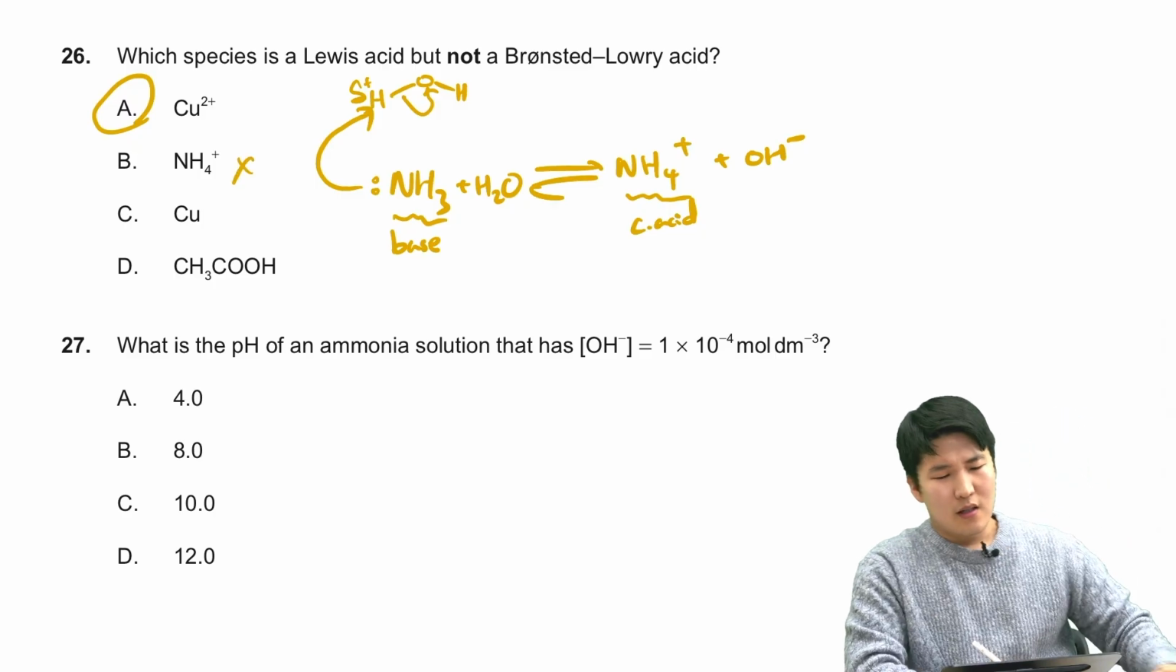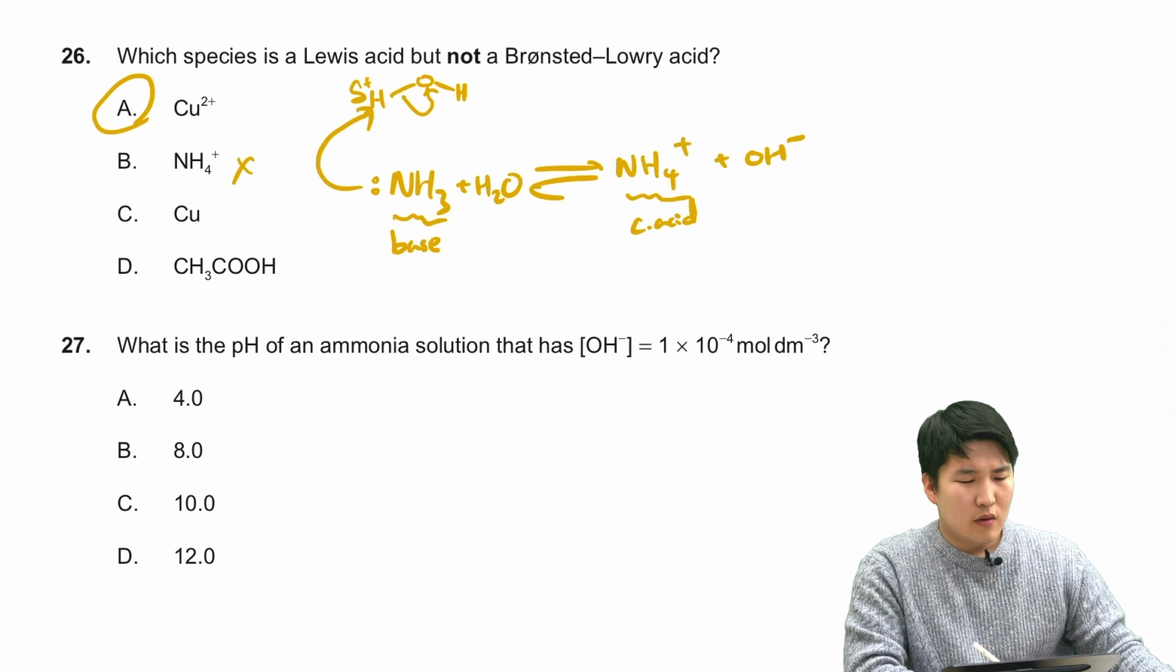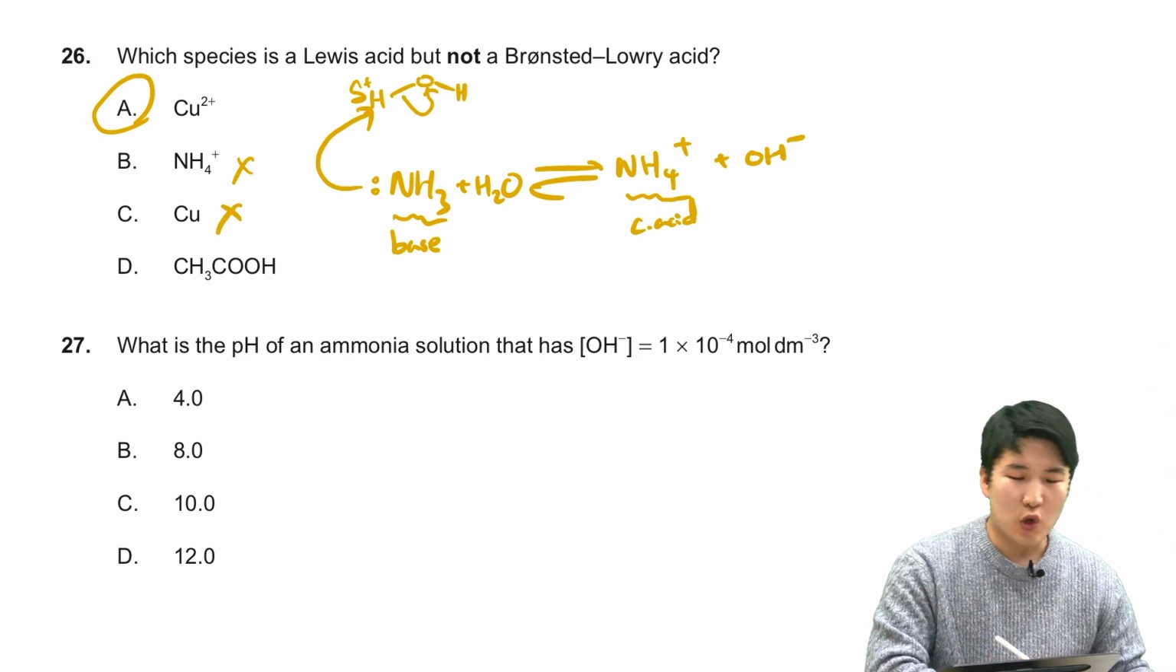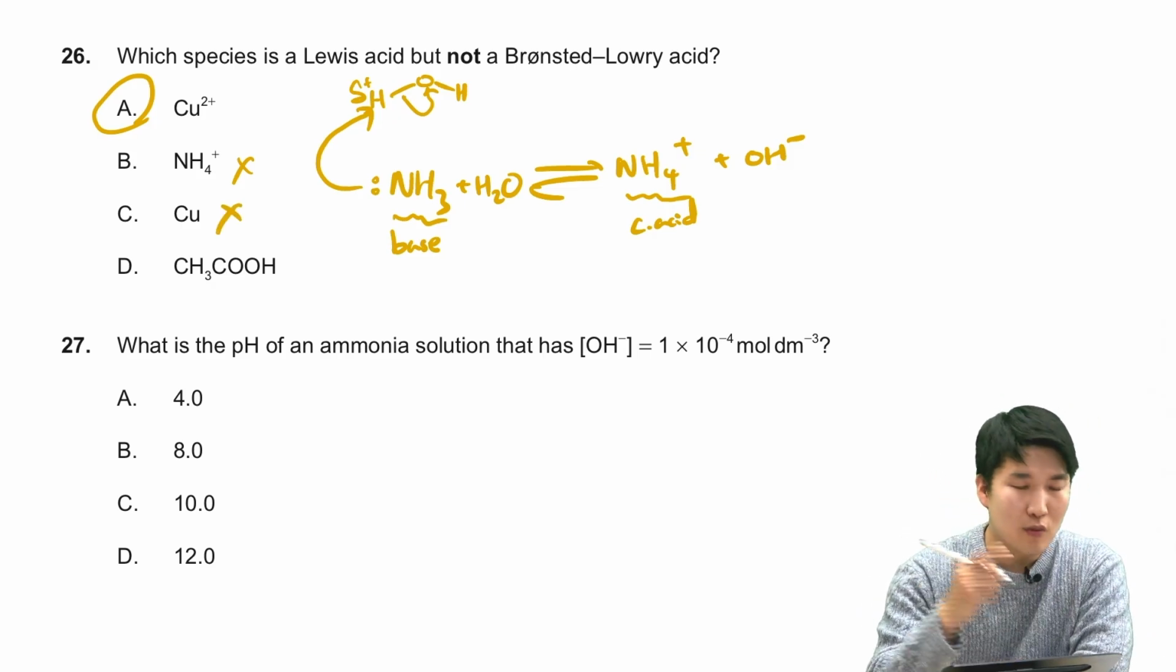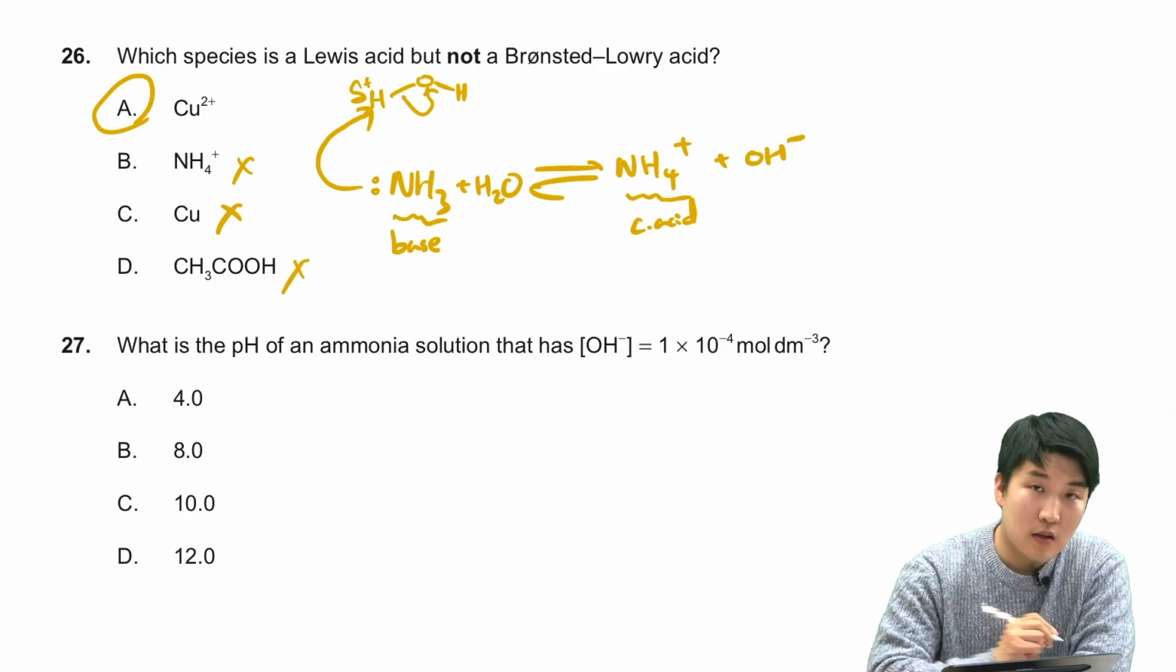Copper is a metal. It doesn't participate as a base or an acid. So copper is not going to be an option. Ethanoic acid will have a strong conjugate base.